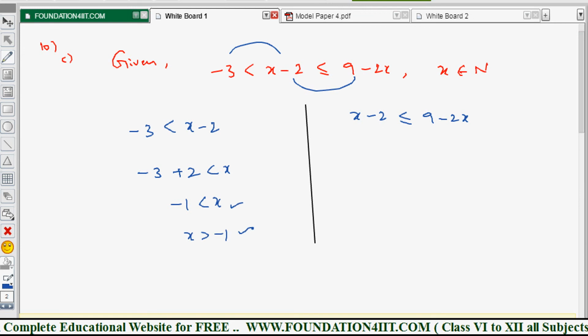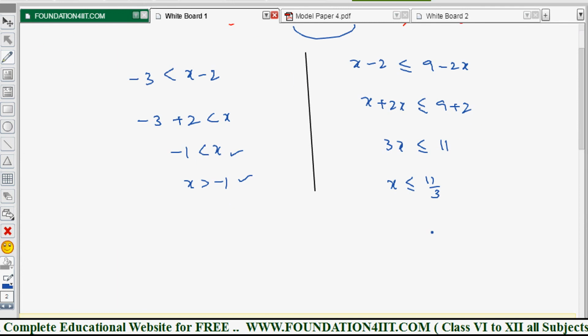So anything you can apply in this. And one more here, this side is x plus 2x is less than or equals to 9 plus 2. 3x is less than or equal to 11. Then x is less than or equals to 11 by 3. That is 3 2 by 3. Convert into the mixed fraction. 3 2 by 3.